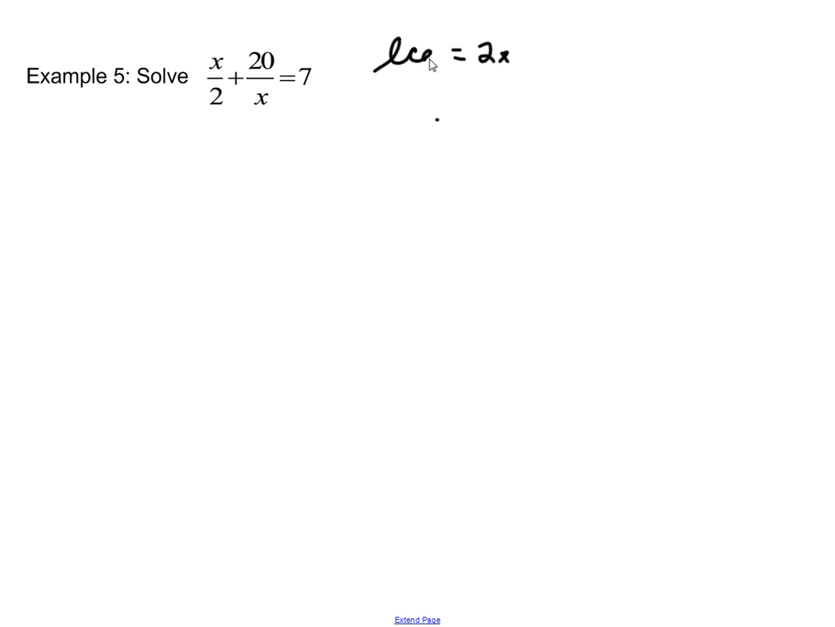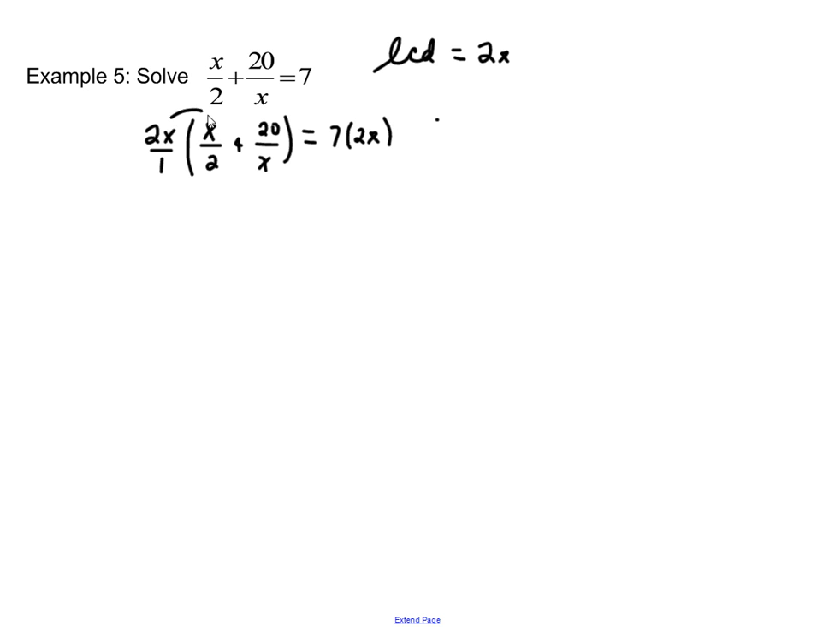Our least common denominator is 2x. So we're going to multiply every term on both sides by 2x. Let's see what happens this time. Well, we're going to get 2x over 1 times x over 2 plus 20 over x. Remember, we're going to distribute. Would equal 7 times 2x.